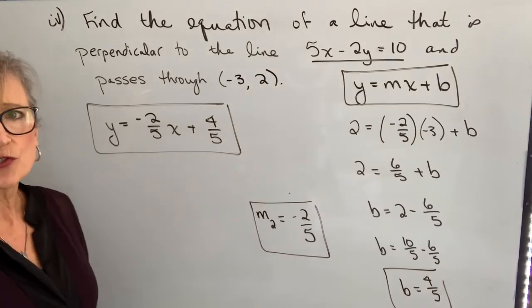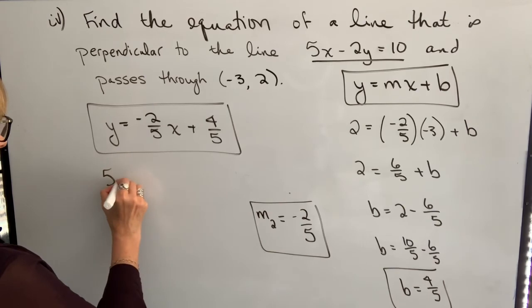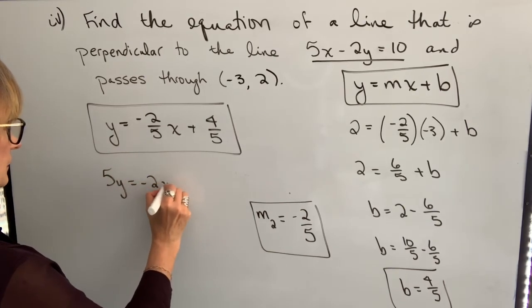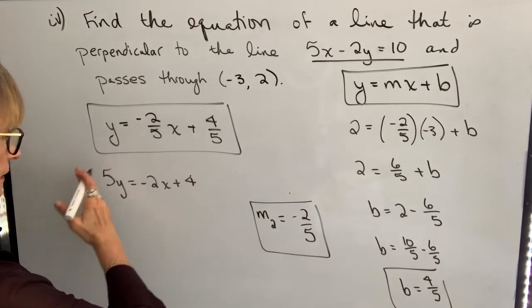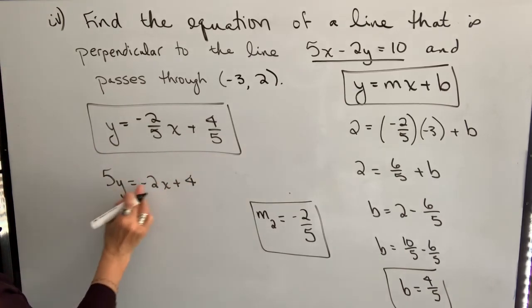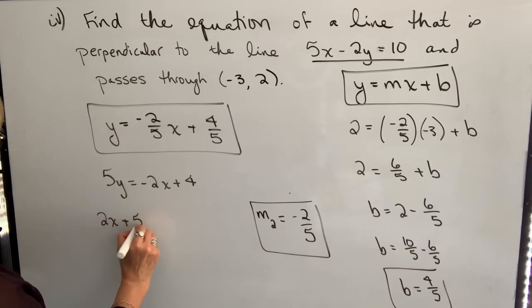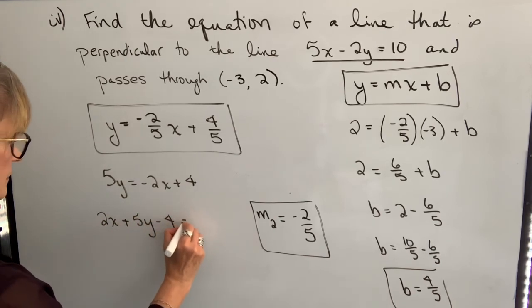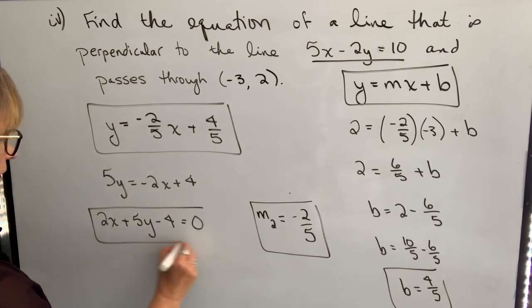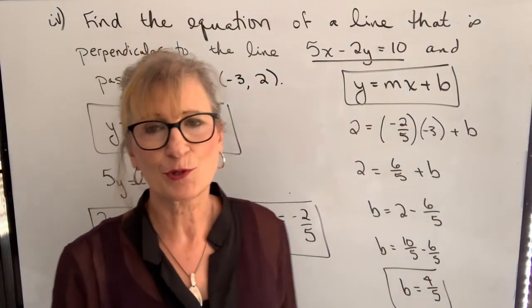If you need to change the form, multiply through by 5. Get all your terms on one side. We'll move the x over to this side because it's negative, so we'll add a 2x to both sides. We'll subtract a 4. So these are the same equation. It just depends on which form you're asked to express it in.